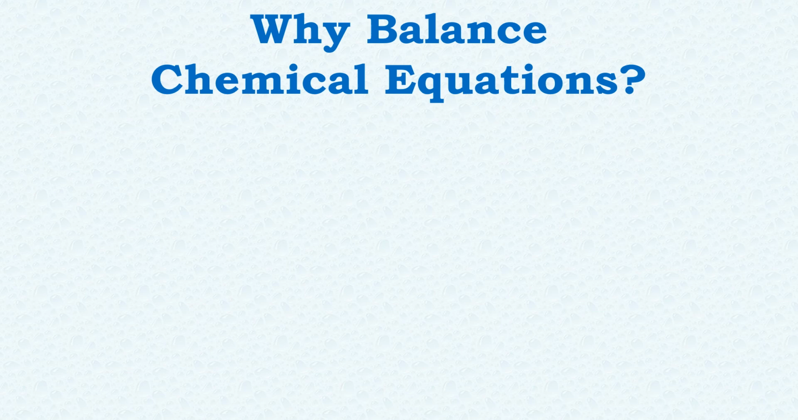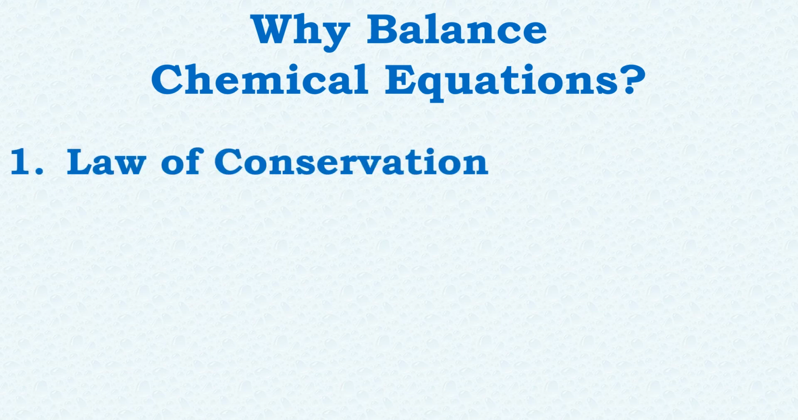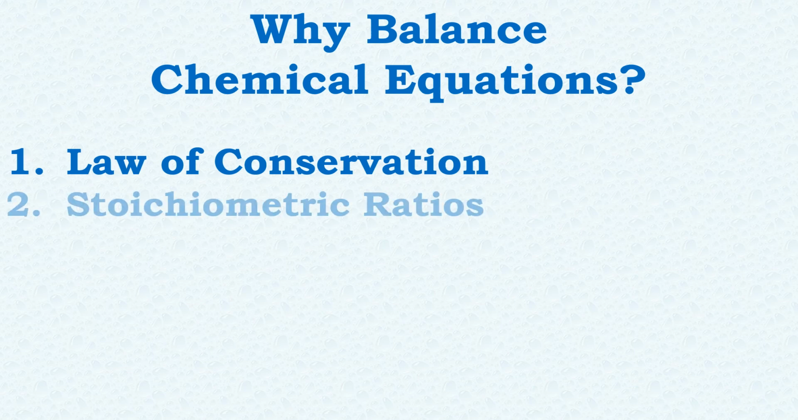Let's recap. We balance equations to obey the law of conservation. Atoms or moles are neither created nor destroyed in a chemical reaction. Atoms are only rearranged. Thus, we must account for each mole of element. And second, the coefficients in the balanced equation are the stoichiometric ratios. Thus, you can use the ratios to do any stoichiometric conversion.